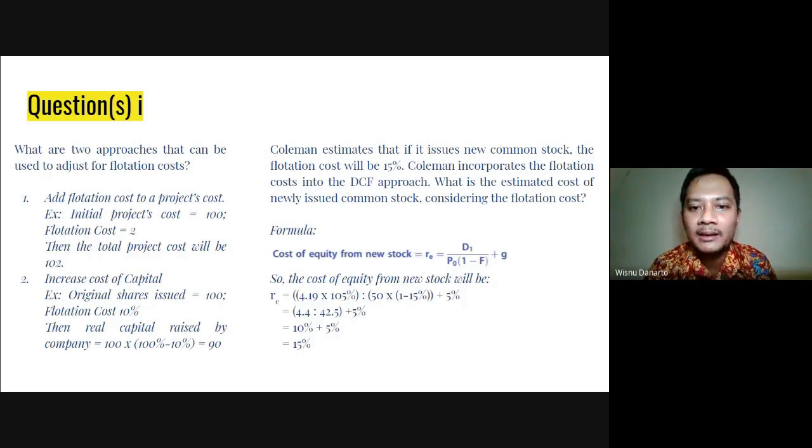Coleman estimates that if it issues new common stock, the flotation cost will be 15%. Coleman incorporates the flotation cost into the DCF approach. What is the estimated cost of newly issued common stock considering the flotation cost? The formula for cost of equity from new stock, RE, will be D1 divided by P0 times (1 minus F), plus g. So the cost of equity from new stock will be 15% as follows.